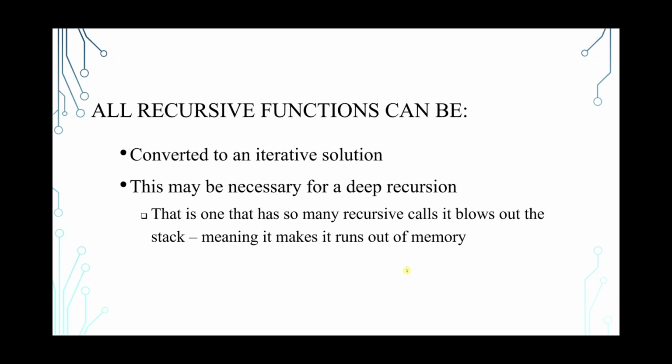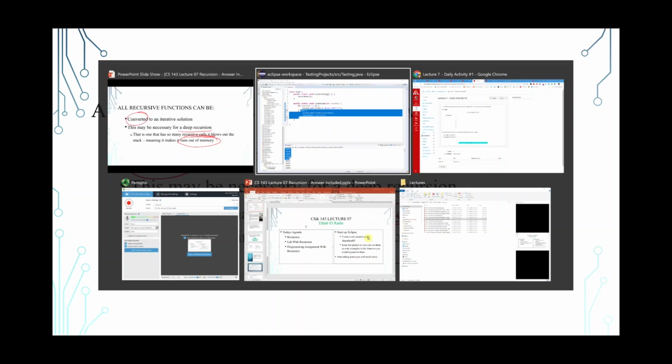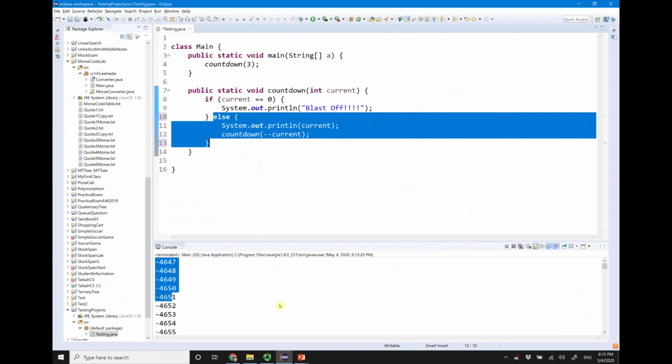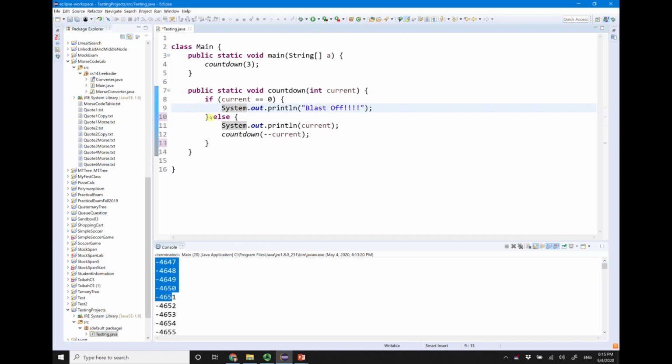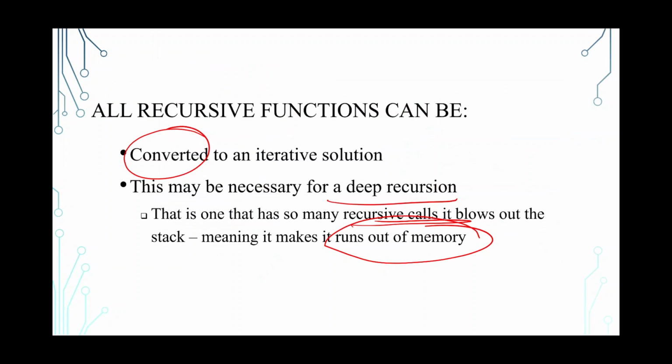So all recursive functions can be converted to an iterative solution. All of them can be converted into an iterative solution. This may be necessary for a deep recursion. A deep recursion is a recursion that has so many recursive calls that it will blow the stack out. So you run out of memory. This is what happens in this case, right? You kept doing that, even though this is not exactly a deep recursion, because when we get rid of the else statement in here, that makes our recursive function not exactly a correct one.